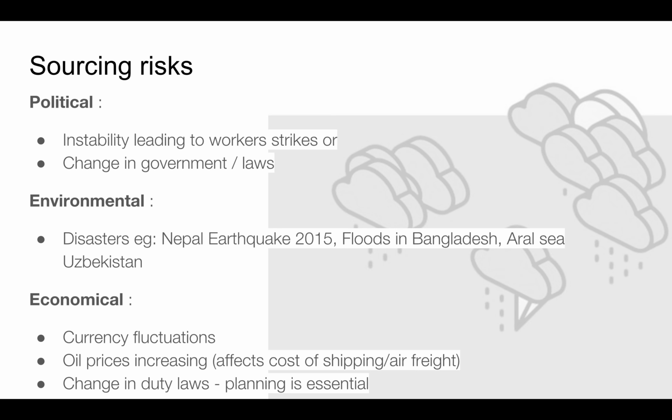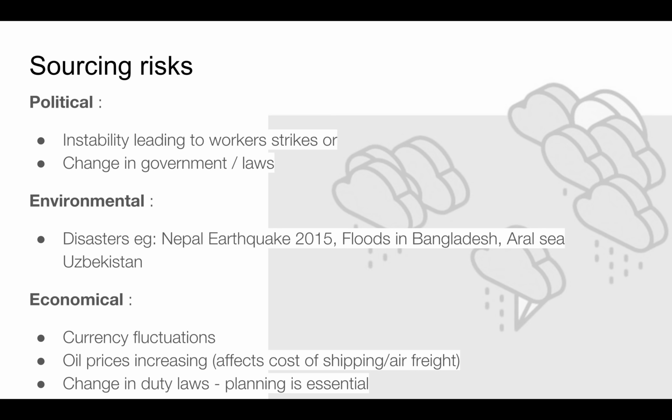So the sourcing risks that could happen. A political risk would be the political instability leading to workers' strikes, or a change in government and laws, or possibly even an election, which often can mean a week-long delay in certain countries. Countries in Central America and in Asia are often shut down during elections.